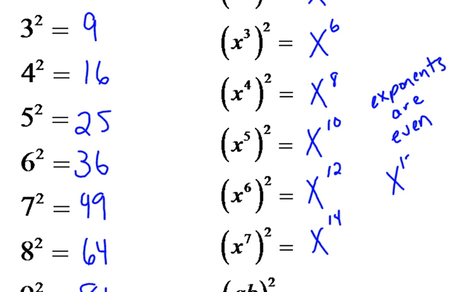Is x to the 18th a perfect square? Yes. What squared gives us x to the 18th? Well, that would be x to the 9th squared. So that's a perfect square.